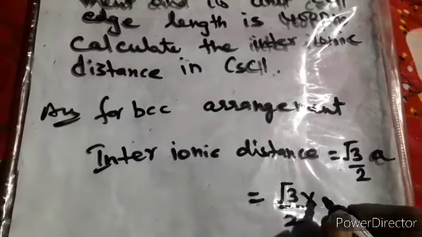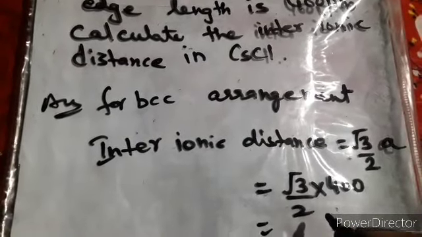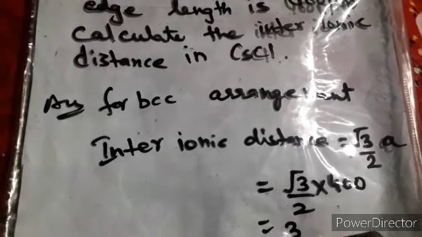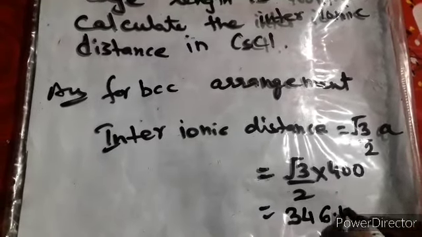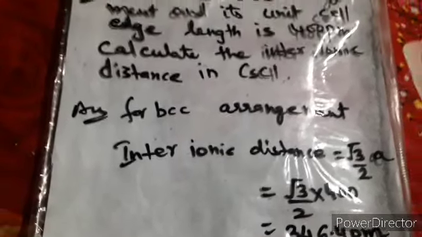So simply you put the value root 3 upon 2 into the value given for a, which is 400. You know the value of root 3, you can use the calculator, it doesn't matter, so you don't have to remember it every time. When you calculate it, you will get this answer. This way you will have the answers. I think the things are clear to you. This is the question and this is the answer.